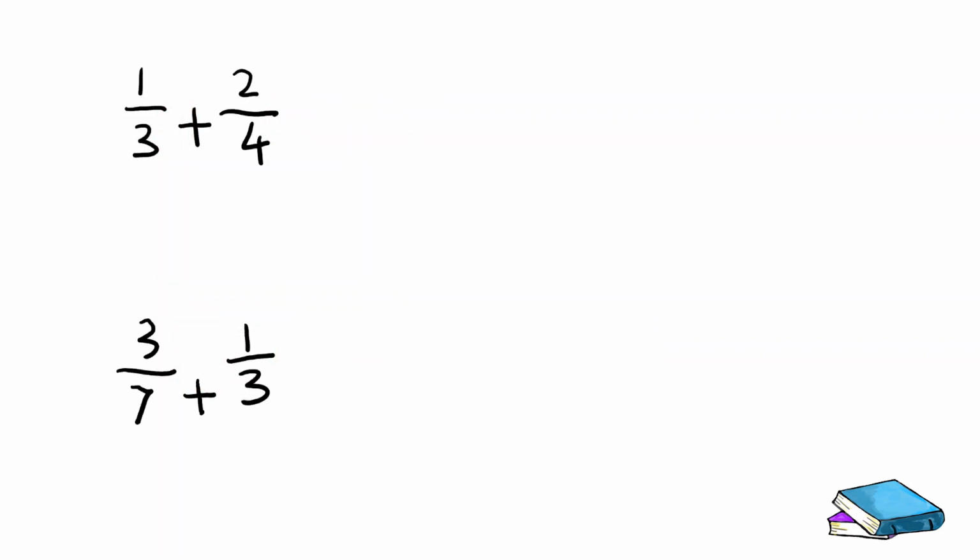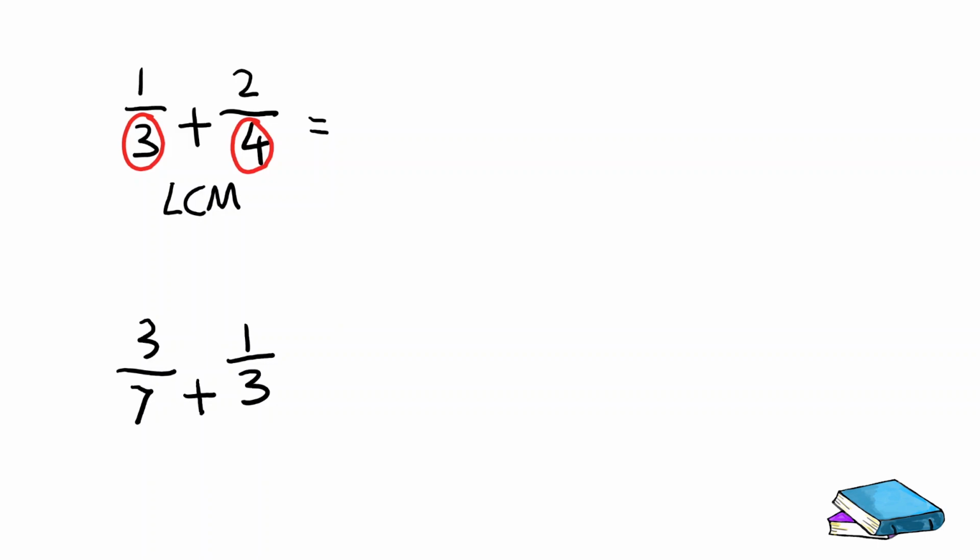Things start to get a bit trickier when we've got different denominators. As we can see here, they're different, so we can't just add them like we did when we had the same denominators. What we need to do first is get the denominators at the bottom to be the same. In order to do that, we need to find the lowest common multiple between 3 and 4.